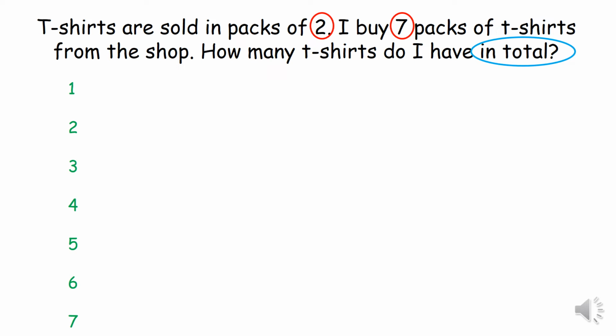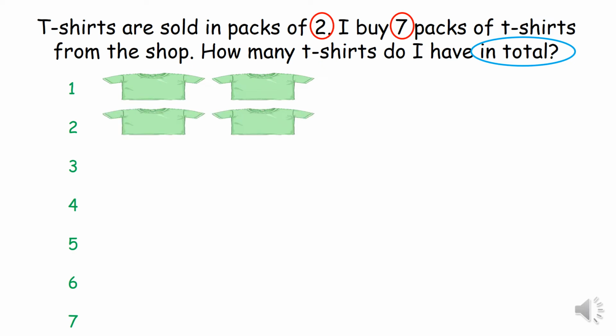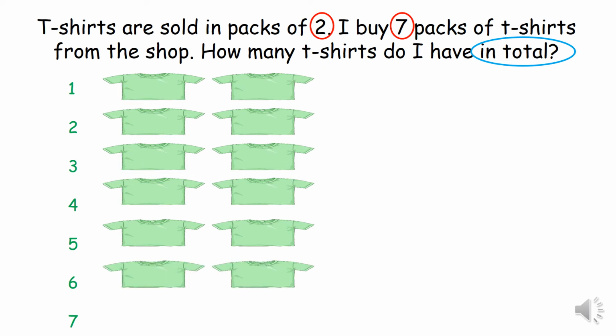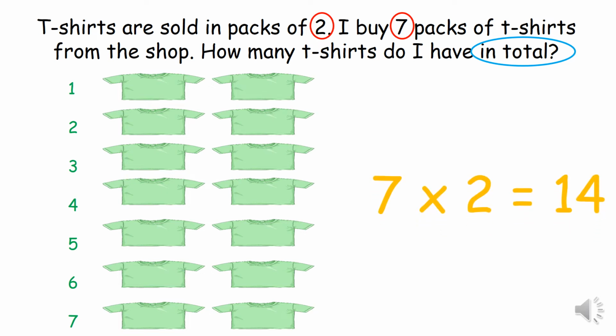I've got my 7 groups going down the side. So now we're going to put 2 in each group. So far we've made 1 group of 2. Now we have 2 groups of 2, 3 groups of 2, 4 groups of 2, 5 groups of 2, 6 groups of 2, 7 groups of 2. We have made 7 groups of 2, 7 lots of 2, 7 times 2. And our answer is 14.